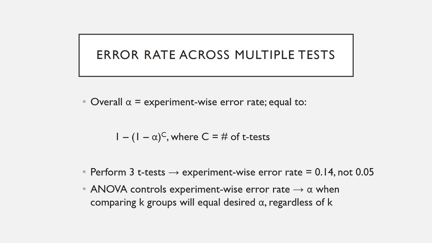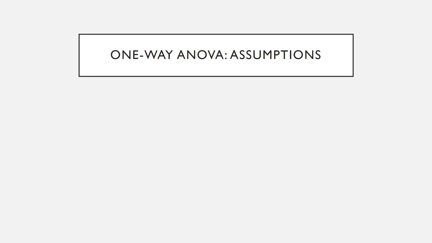By simultaneously evaluating all of the groups at once, the ANOVA is going to control for that experiment-wise error rate, and it's going to keep it at that p equals 0.05 level, no matter how many groups we have. Built into the computation of the ANOVA is a correction for the number of levels, and it makes sure to keep that error rate at p equals 0.05 where you want it.